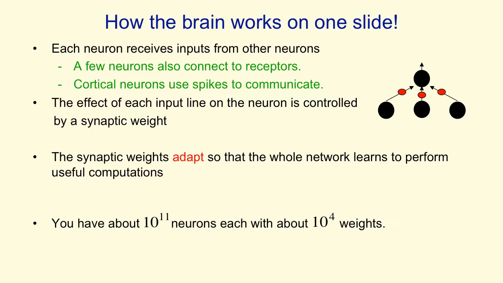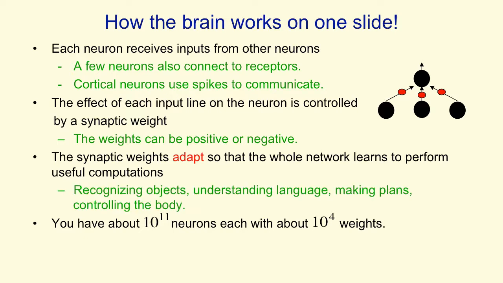The effect of an input line on a neuron is controlled by a synaptic weight, which can be positive or negative. And these synaptic weights adapt. By adapting these weights, the whole network learns to perform different kinds of computation. For example, recognizing objects, understanding language, making plans, controlling the movements of your body.